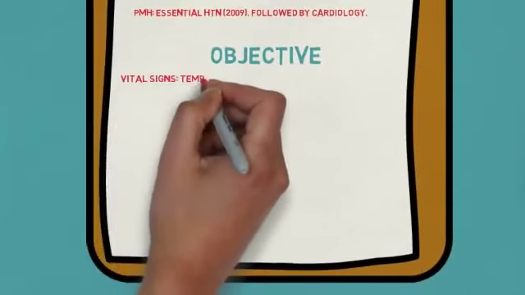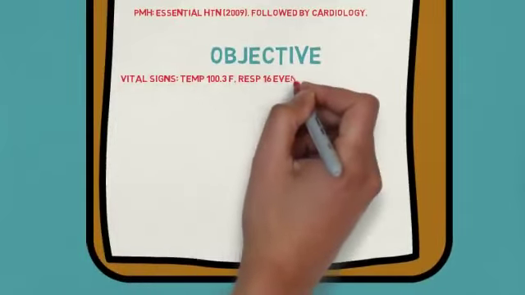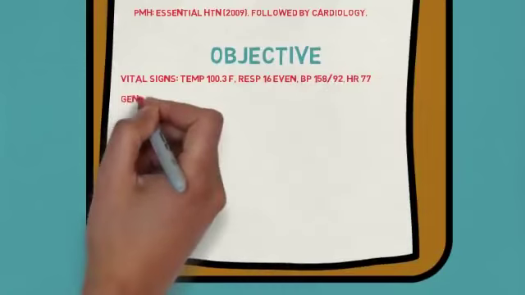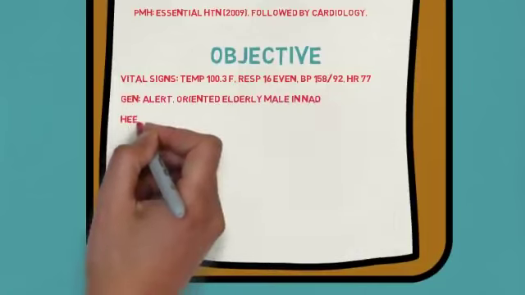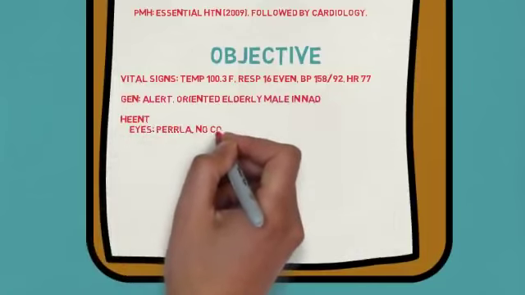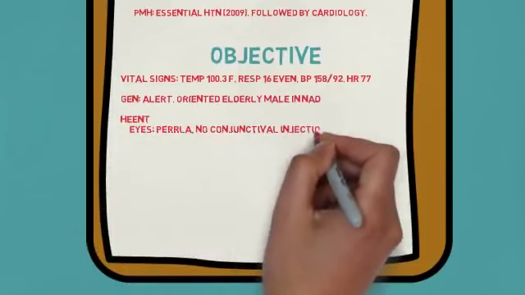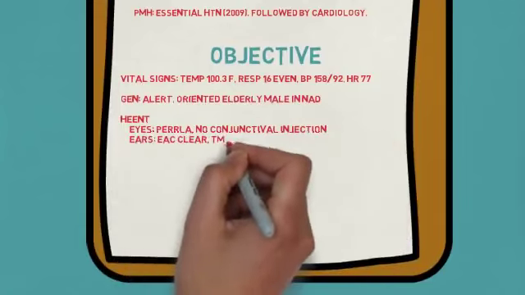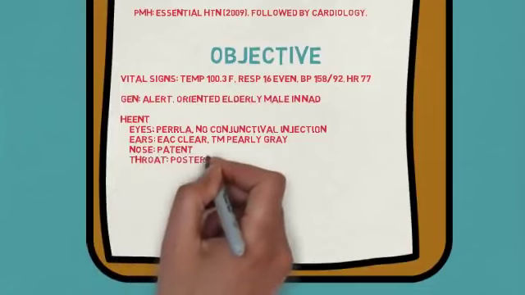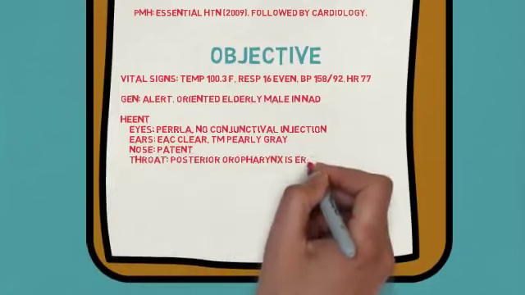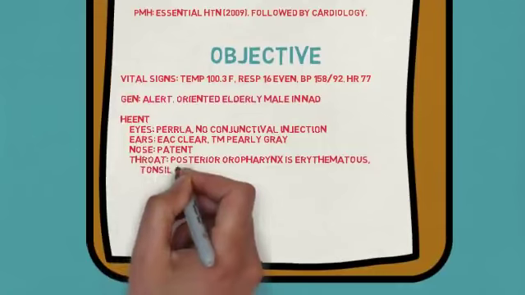The vital signs include a heart rate of 77, respiratory rate of 16, blood pressure of 158/92, and temperature of 100.3 Fahrenheit. For the general survey, I commented that Mr. K. Aloha was an elderly male, alert, and in no apparent distress. His eyes, ears, and nose examination were all normal. His throat, however, wasn't. The back of his throat, called the posterior oropharynx, was red and inflamed.